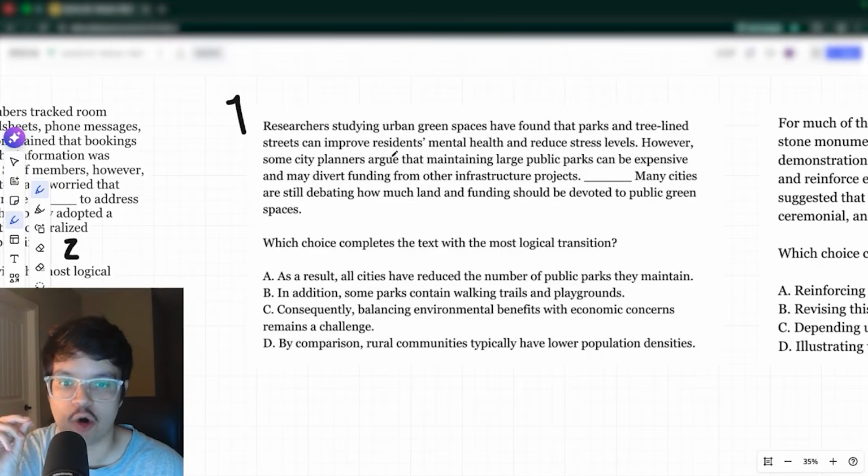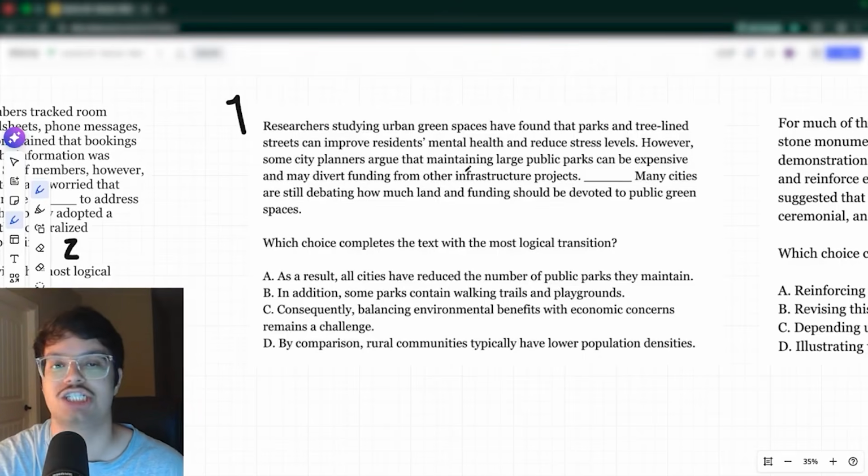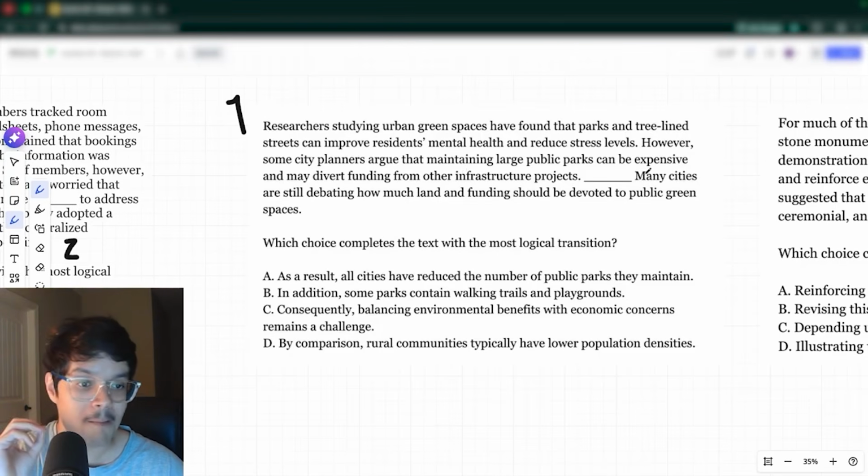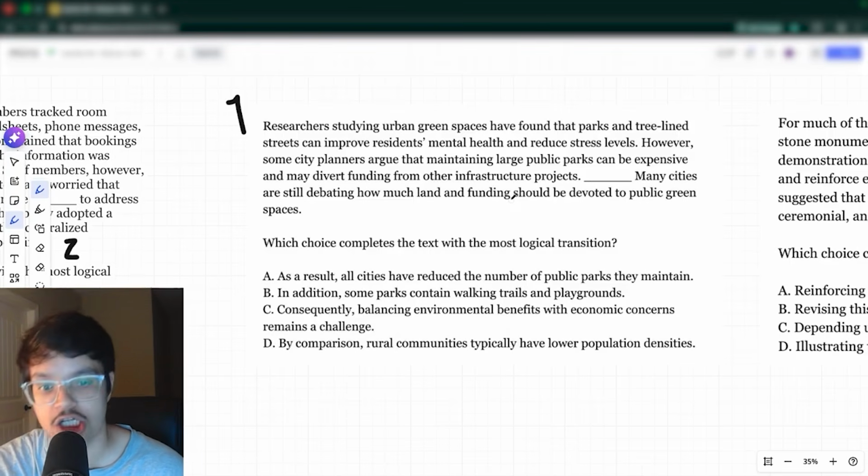However, some city planners argue that maintaining large public parks can be expensive and may divert funding from other infrastructure projects. Okay, so though it could have all these good things, people are like, it costs just so much money. Like, how can we get all these parks in when it just costs so much? Many cities are still debating how much land and funding should be devoted to public green spaces. Okay, so people are debating it. Some people think we should, some people think we shouldn't.